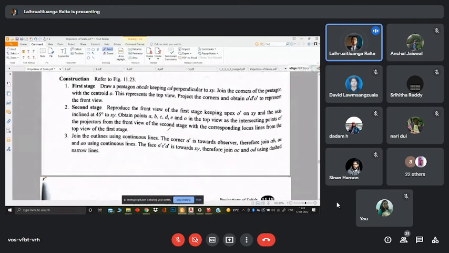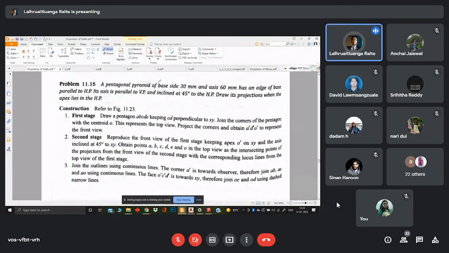Now we have certain conditions like this. A pentagonal pyramid of base side 30 and axis has an edge of base parallel to HP. Its axis is parallel to VP and inclined at 45 degrees to HP. Draw its projections when the apex lies in the HP. Apex means the tip that I was talking about.